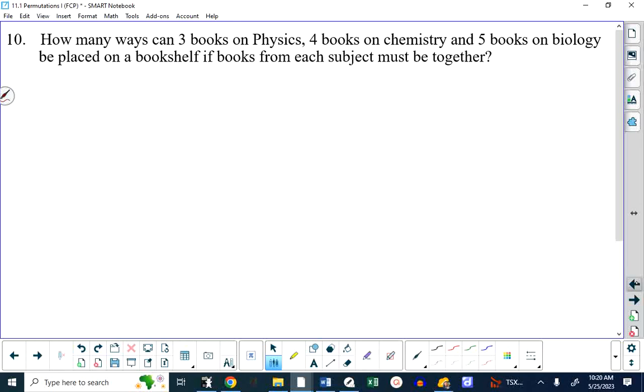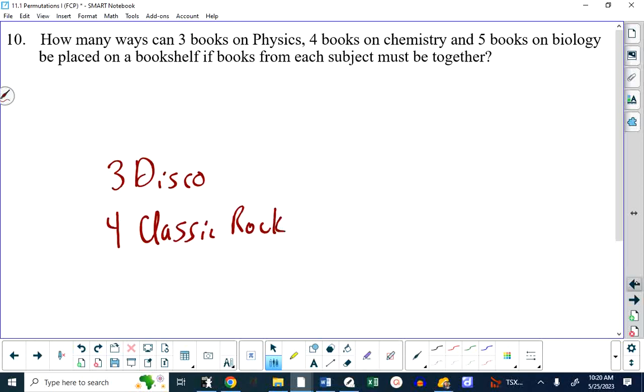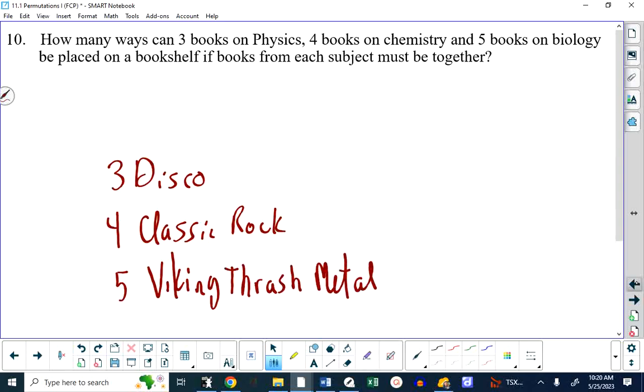By the way, this is no different than me saying I have 3 disco songs. I have 4 classic rock songs. And I have 5 Viking thrash metal songs. And I'm going to create a playlist of those songs, but I want to keep the genres together. Okay? And that might help you. How many of you have an idea of what we can do here?